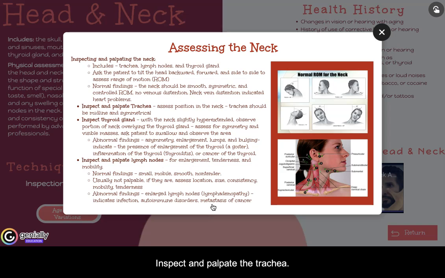Inspect and palpate the trachea. Check the position of the trachea. It should be midlined and symmetrical. Inspect the thyroid gland with the neck slightly hyperextended. Observe the portion of the neck overlying the thyroid gland. Assess for symmetry, visible masses. Ask the patient to swallow while you're observing it. Abnormal findings are the lack of symmetry, asymmetry, and large lumps or bulging, which indicate the presence of an enlarged thyroid, a goiter, inflammation of the thyroid, thyroiditis, or cancer of the thyroid.